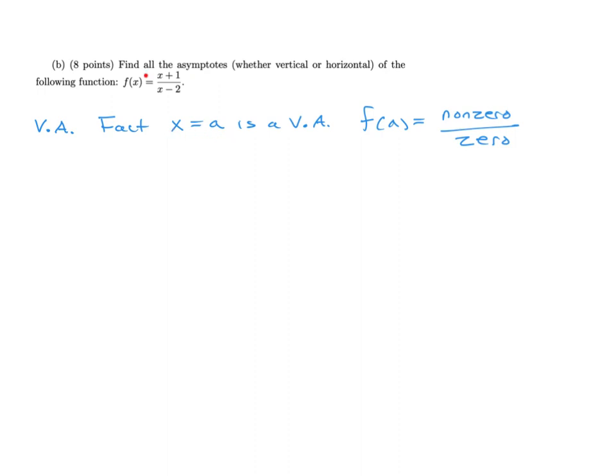Does that happen for this function here? The answer is yes. It happens when x is equal to positive 2. And the reason is, if you put that number into the function, if you evaluate f of 2, you get 3 over 0, which is precisely this. So x equals 2 is a vertical asymptote.